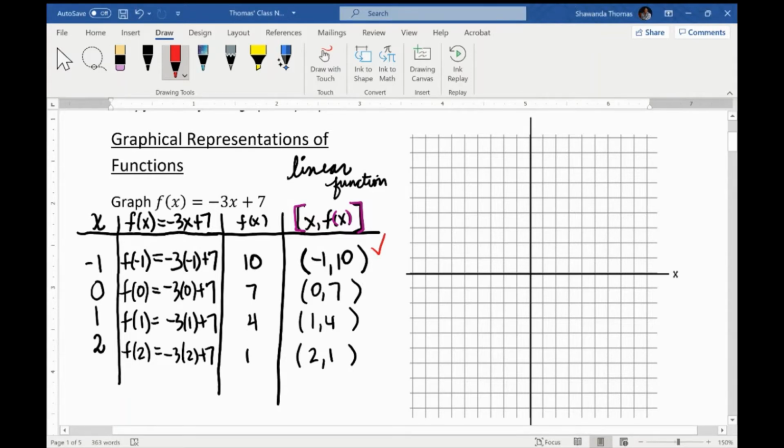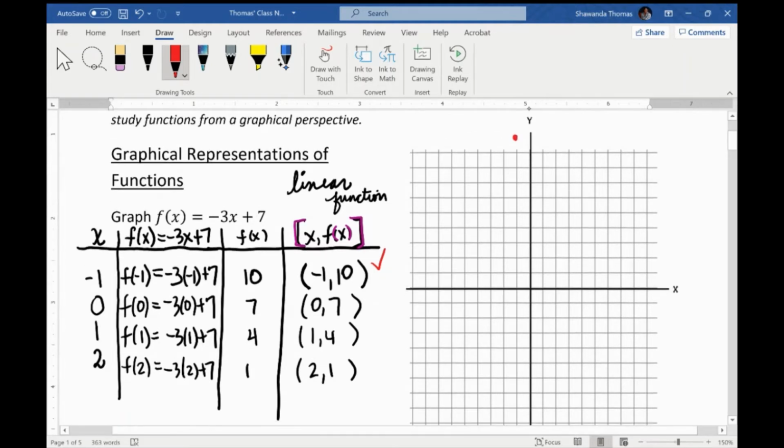-1, 1, 2, 3, 4, 5, 6, 7, 8, 9, 10. Way up here somewhere. I'm going to identify what that point is. -1, 10 here. All right, what about 0, 7? I'm at the origin. Where should I go? Up 7. Very nice. 1, 2, 3, 4, 5, 6, 7.